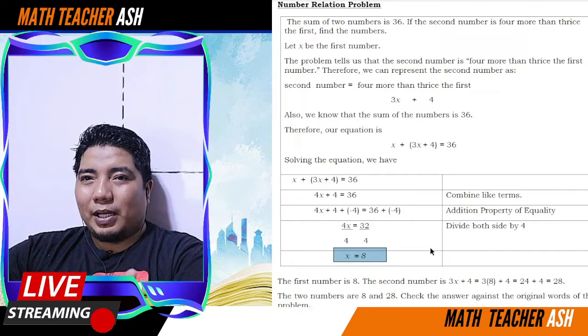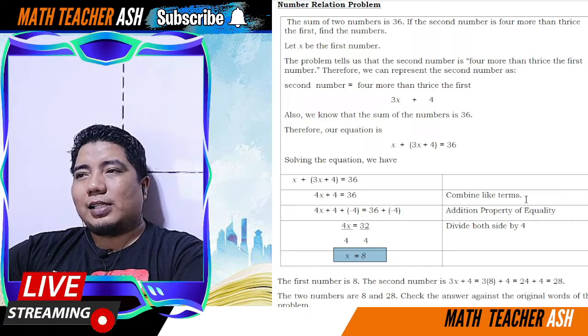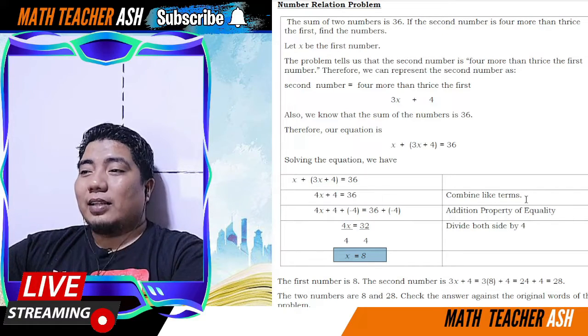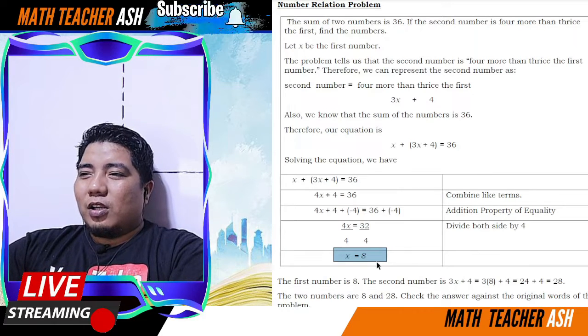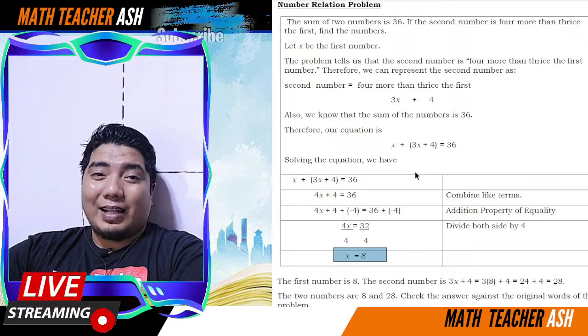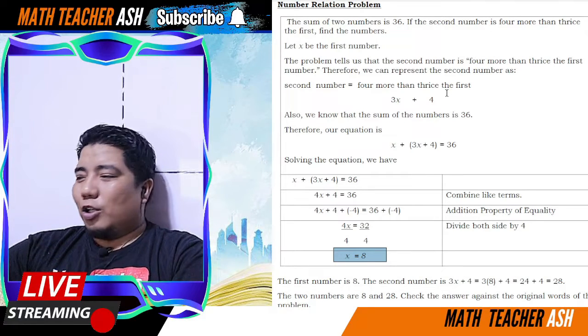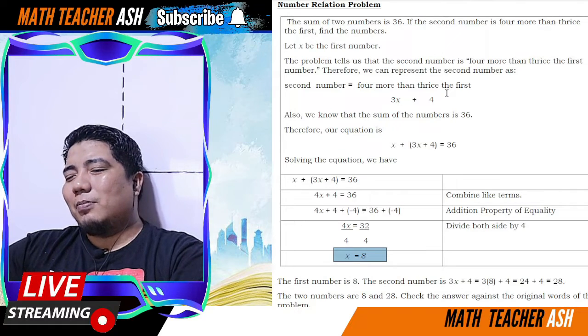Okay, so first number is 8. So, ano yung number na i-add kay 8 magiging 36? And that answer is technically 28. Okay, so therefore, yung first number is 8, yung pangalawang number is 28. And if you add them together, the answer is 36. Okay, so napakadali lang, my dear math learners.